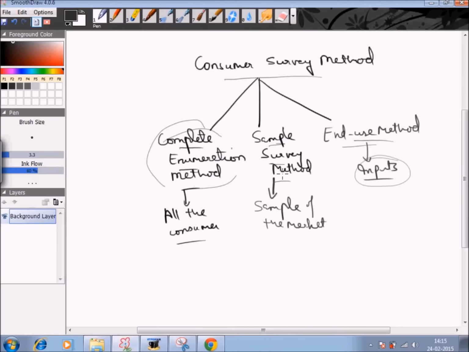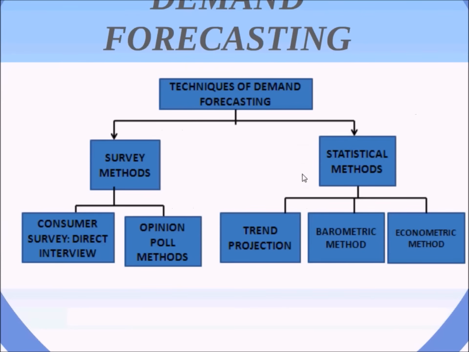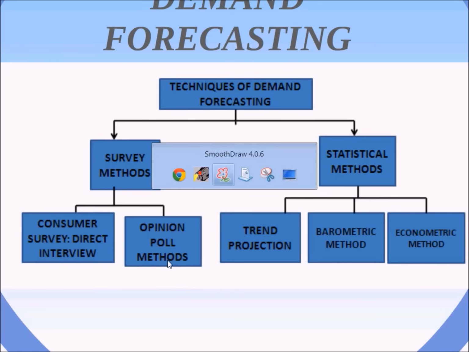Now the next method under the survey method is the opinion poll method. The opinion poll method basically aims at collecting opinions of those who are supposed to possess knowledge of the market, that is, who are actually dealing with the final consumers in the market. For example, sales executives, sales representatives, professional marketing experts, and consultants. So we collect the opinion of those who are finally dealing with the customers in order to forecast the demand for the product.